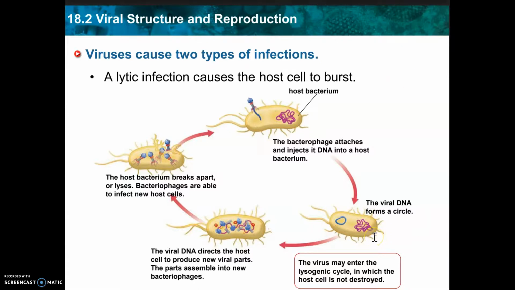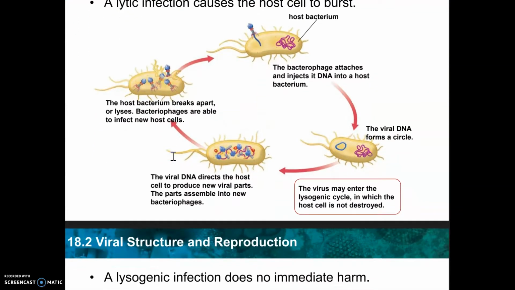Then the viral DNA forms a circle. You can see the circle in blue. After this, the viral DNA is going to direct the host cell to produce new viral parts. The parts assemble into new bacteriophages, as you can now see inside of the cell. And finally, the host bacterium is going to break apart. You can see the cell membrane is going through lysis. Bacteriophages are able to infect new host cells.